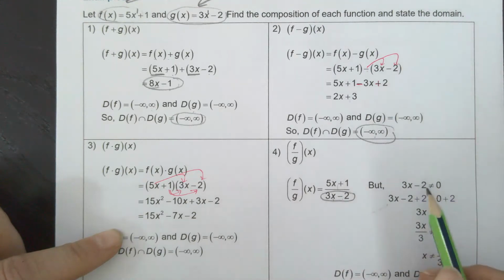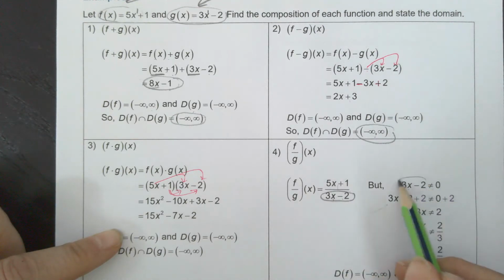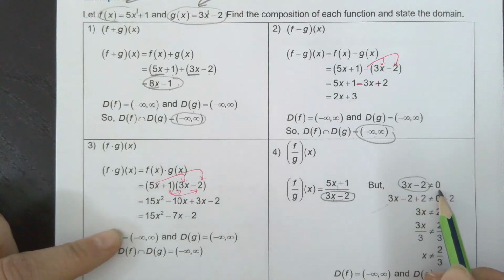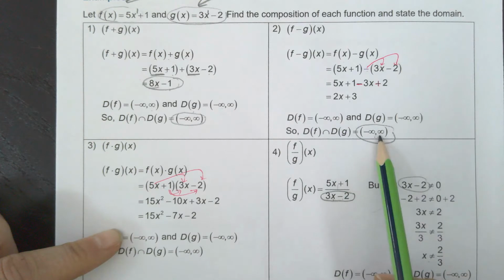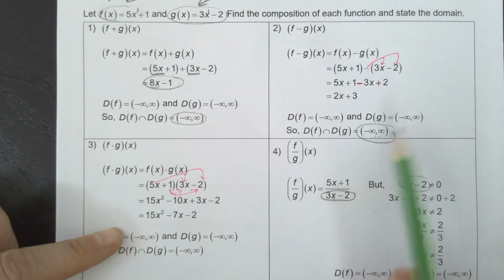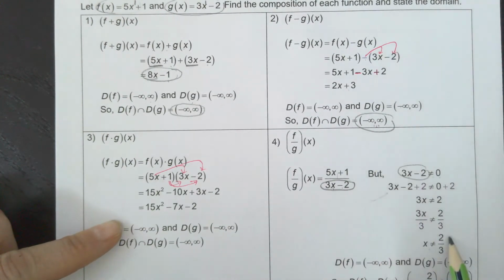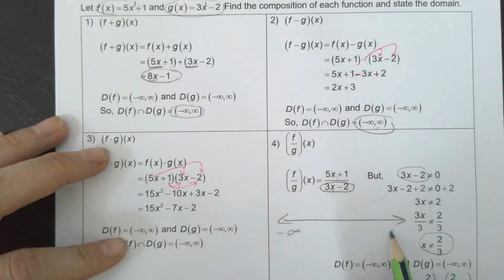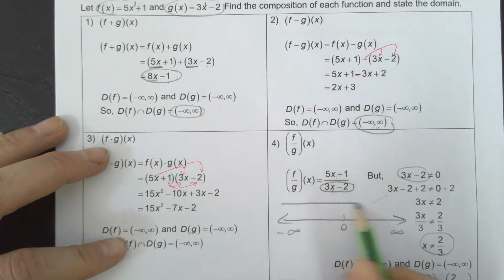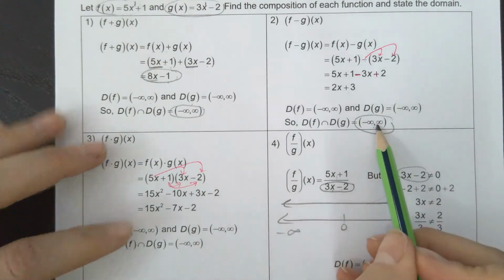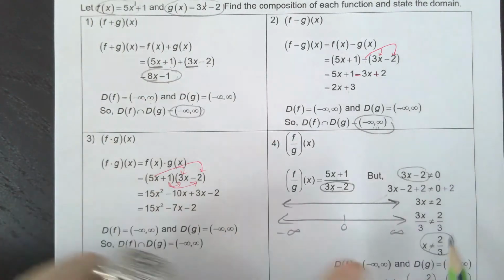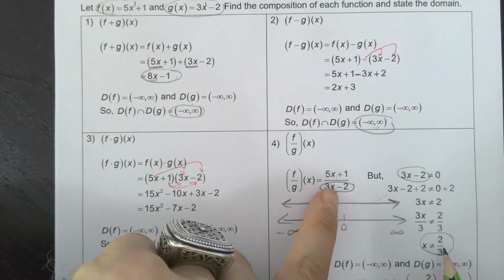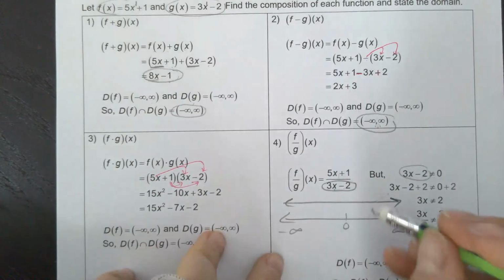So I have to set the bottom to not equal to 0. I'm going to solve for x and say my domain is this, but in addition to this, I have to say x can never be equal to 2/3. So originally, negative infinity to infinity is my domain for all of these answers, but this one on the bottom, x can't equal 2/3.